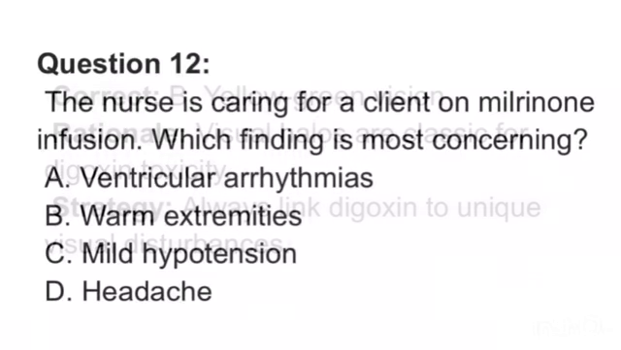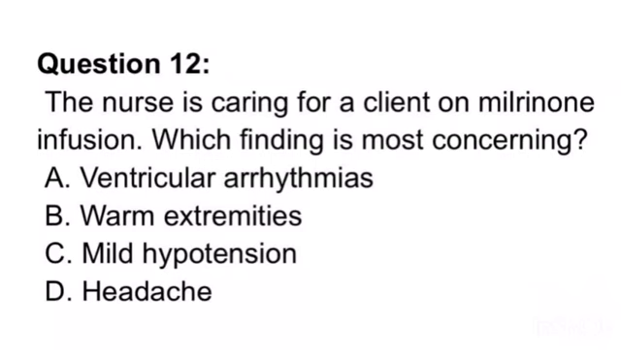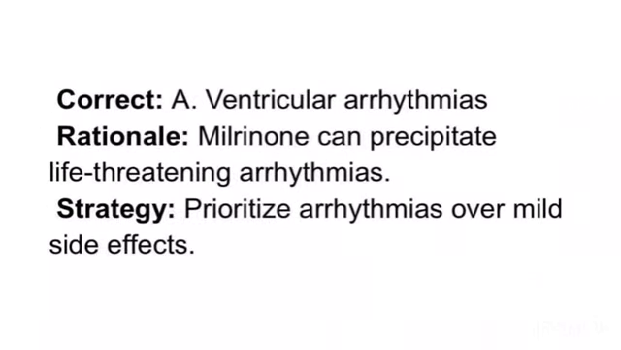Question 12. The nurse is caring for a client on milrinone infusion. Which finding is most concerning? A. Ventricular arrhythmias. B. Warm extremities. C. Mild hypotension. D. Headache. Correct: A. Ventricular arrhythmias. Rationale: milrinone can precipitate life-threatening arrhythmias. Strategy: prioritize arrhythmias over mild side effects.